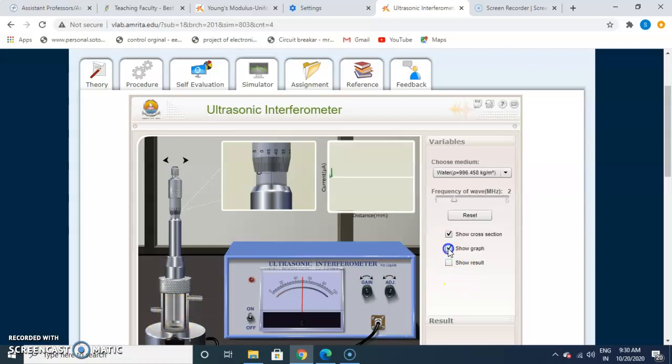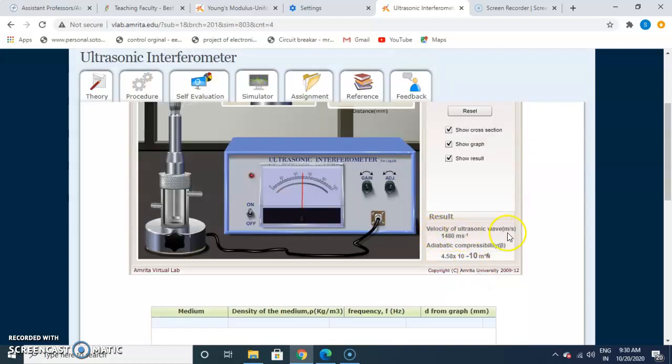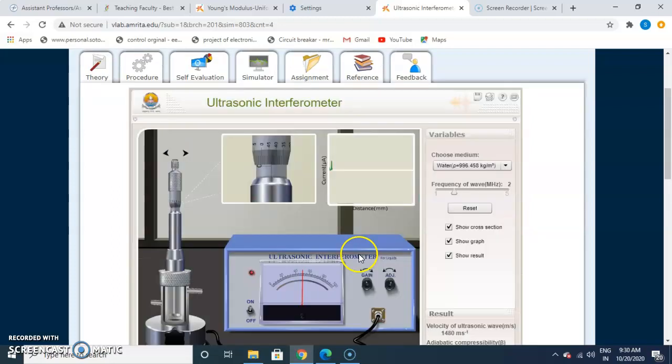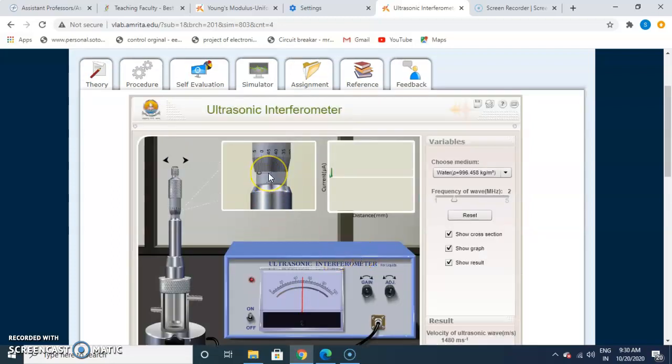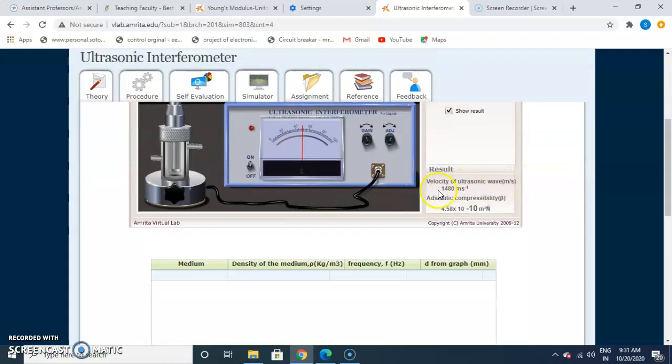Now show graph, show result. Now see the result. The velocity of the ultrasonic wave is 1480 meters per second, and the adiabatic compressibility is 4.5 into 10 power minus 10. You also have to note the micrometer reading here. So you can write the result, the velocity of ultrasonic waves and the adiabatic compressibility, directly.